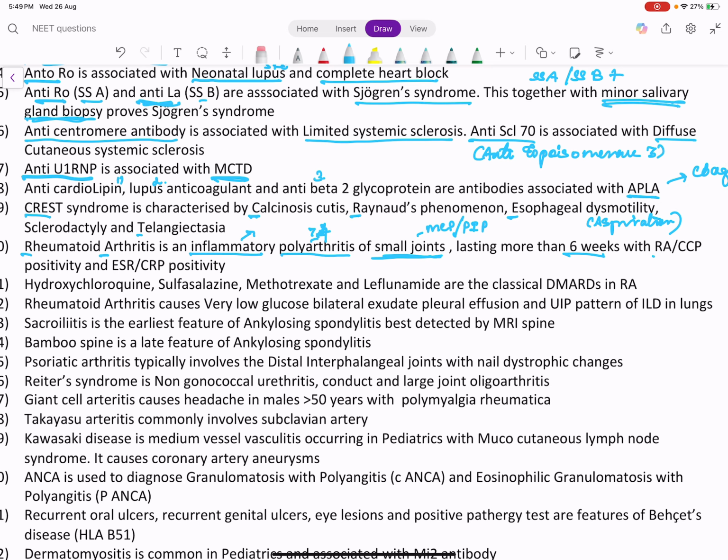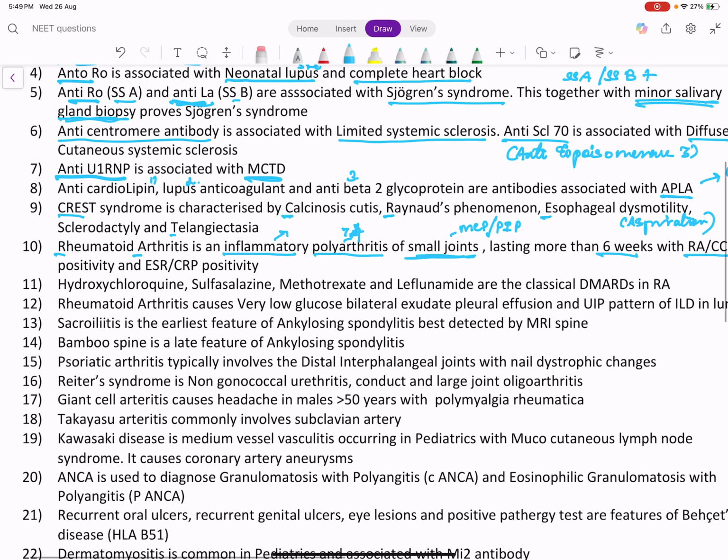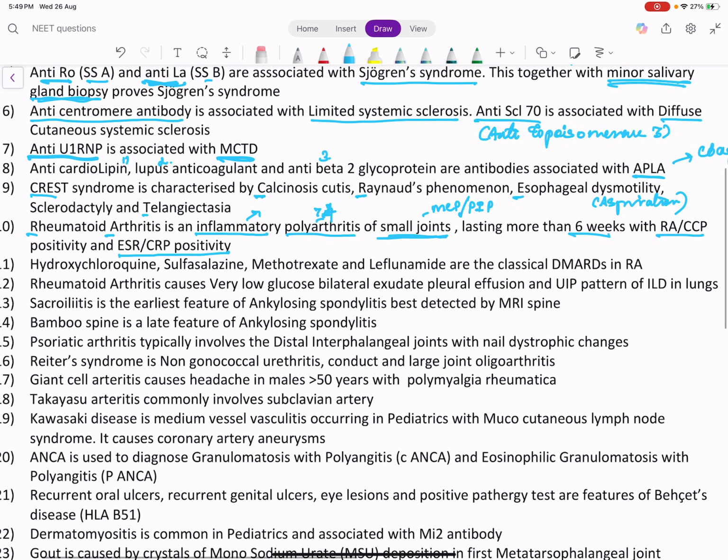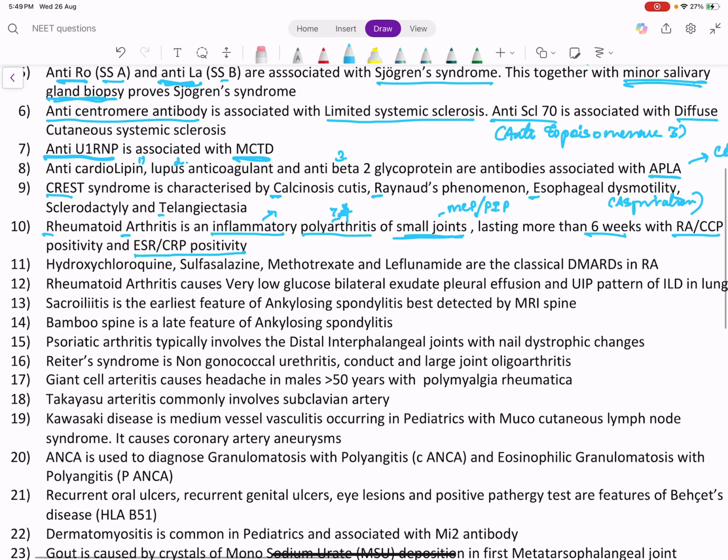And the antibody which is positive here is RA factor or anti-CCP. There can be ESR and CRP positivity. So the drugs used for RA are called DMARDs. We have classical DMARDs and biological DMARDs. Biological DMARDs are the anti-TNF alpha inhibitors, interleukin 1 antagonist, etc. The classical DMARDs are hydroxychloroquine, sulfasalazine, methotrexate, leflunomide.